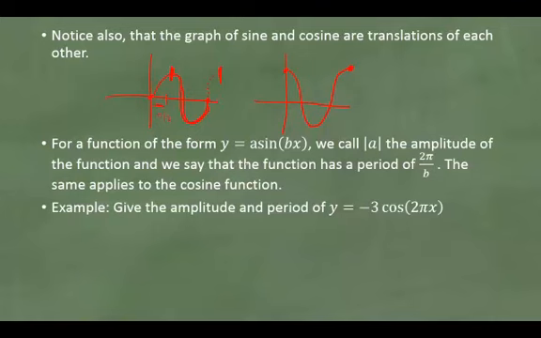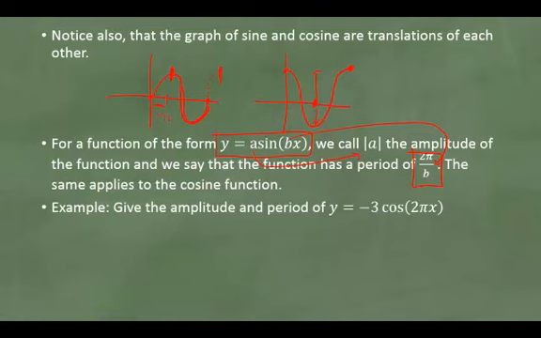For a function of the form y equals a sine of bx, we call the absolute value of this number a the amplitude. The amplitude is just the distance from the very center to the highest point or the lowest point. And we also say that the function has a period of 2 pi over b. The same thing can be said about the cosine function.